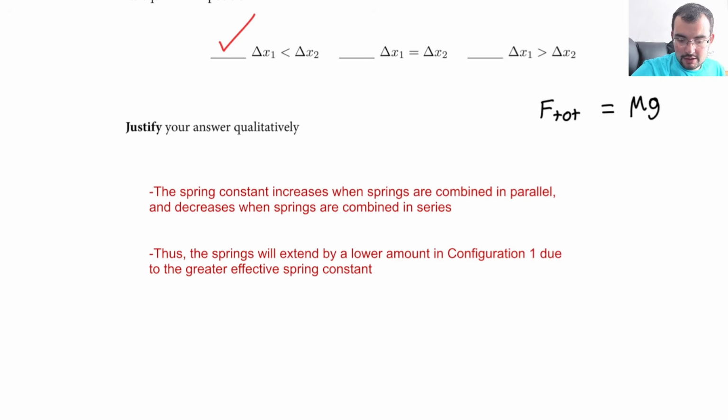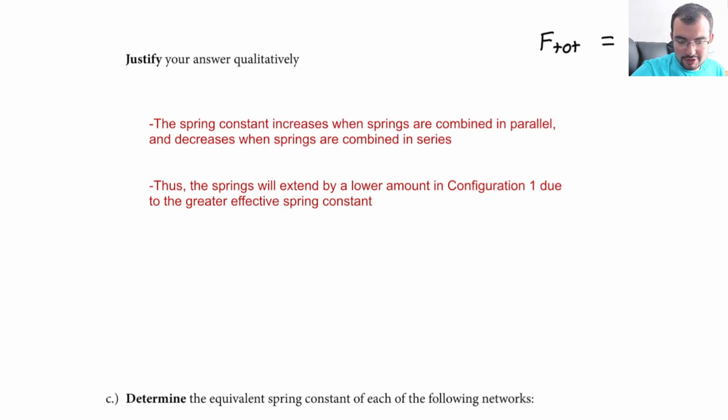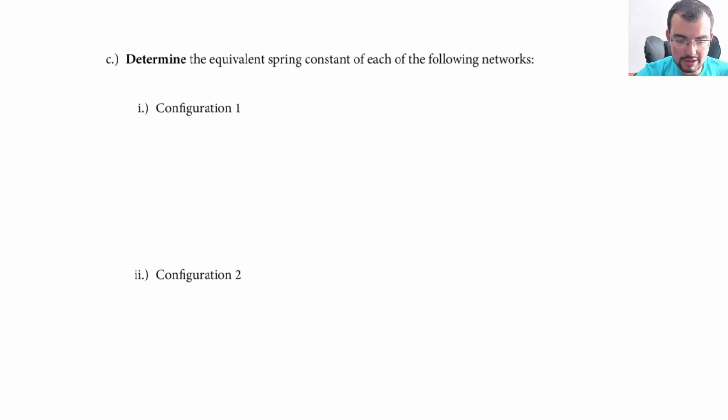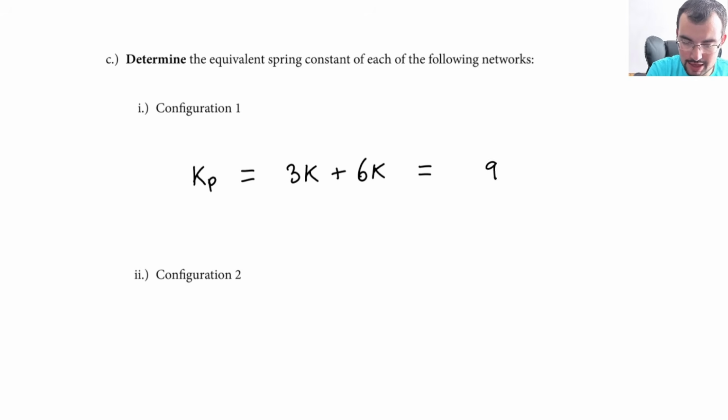So springs will extend by a lower amount in configuration 1 due to the greater effective spring constant. I should have written in here that the force is the same, that they are creating the same force. All right, what is the equivalent spring constant? Well, configuration 1, easy, right? Because K in parallel is just going to be the sum of the spring constants. Wow, what a surprise. 3 plus 6 is 9.